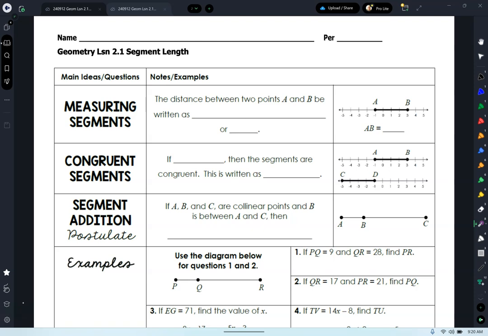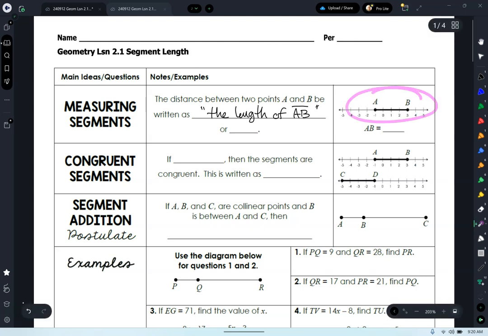Okay. All right, so we're going to jump in here right away. We're going to talk about the distance between 2 points, right, can be written like this. So in English language, we would write it like this: the length of segment AB, right? So if we were talking about the length of this given segment right here, it would be 1, 2, 3, 4 units long, right? But we can write that whole statement, the length of segment AB, like this.